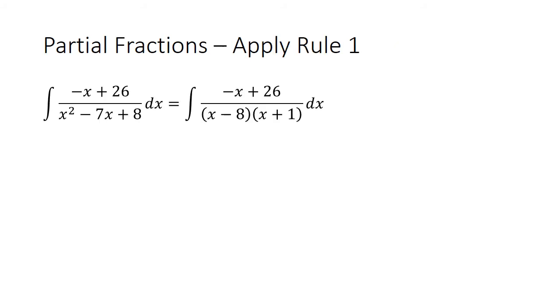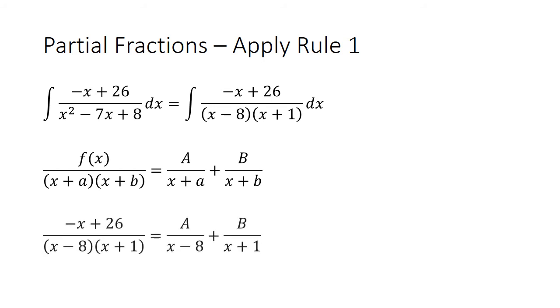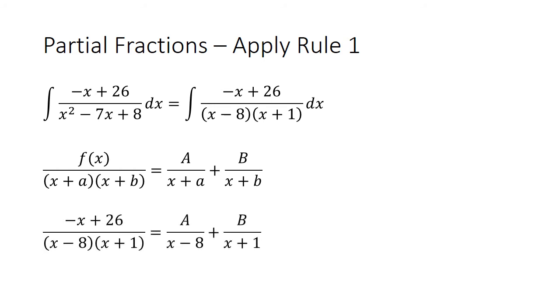Back to our original function, we split the quadratic into two factors. We've selected this rule from the partial fraction transformation rule, and we apply this rule to our problem above, and that tells us that we can split the quotient here into two separate smaller quotients, where we introduce the arbitrary constants large A and large B.